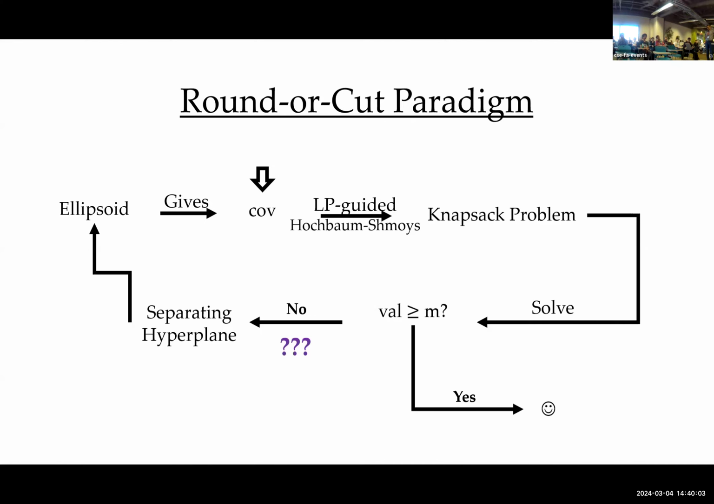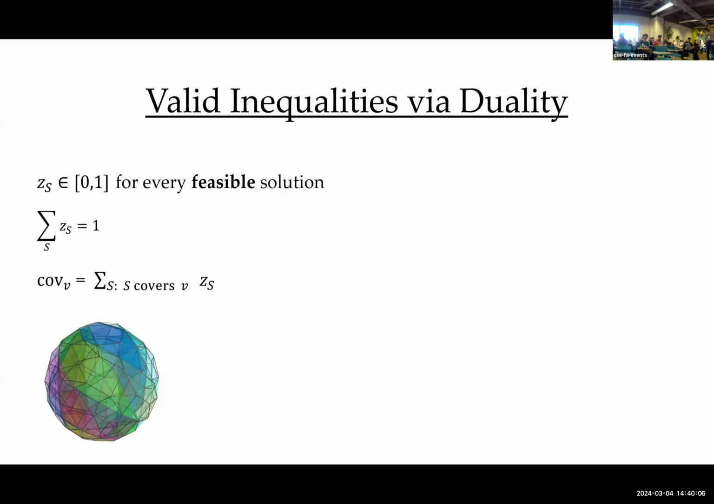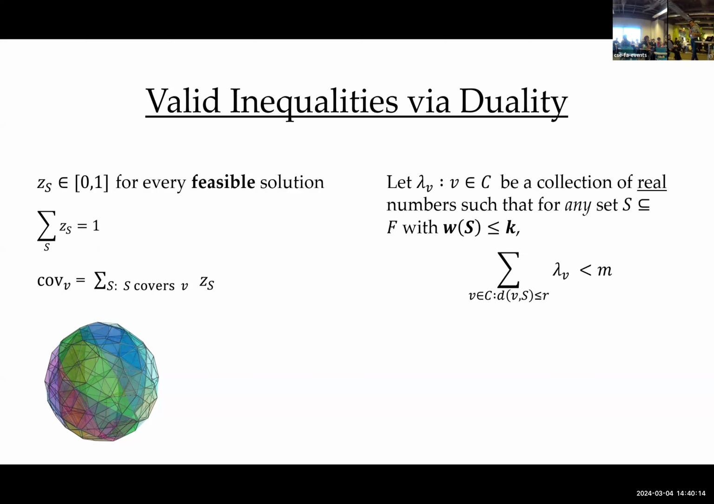How will I get this separating hyperplane? That's what I want to say. So again, coming back to this, this is the primal, which has exponentially many variables. But the dual, you can automatically, mechanically do this.